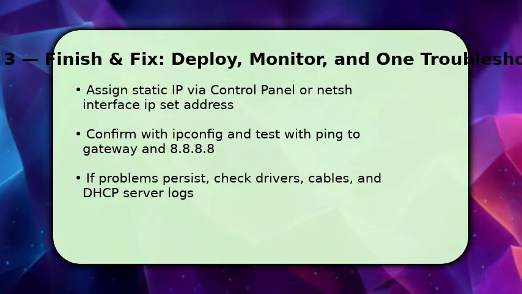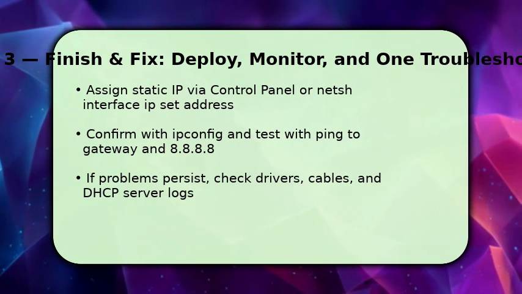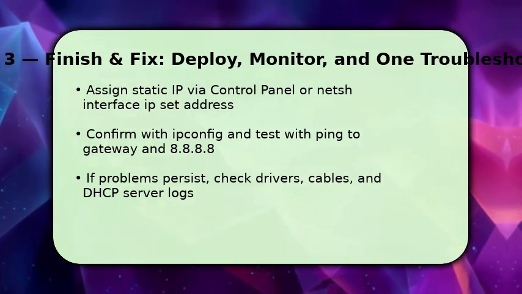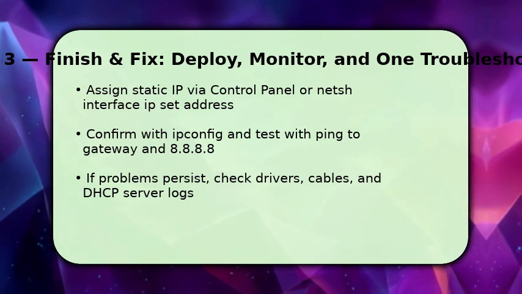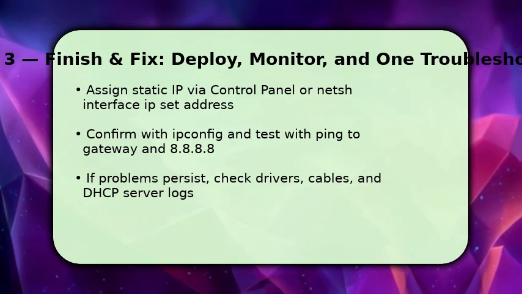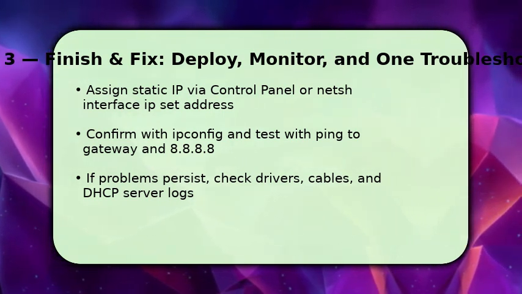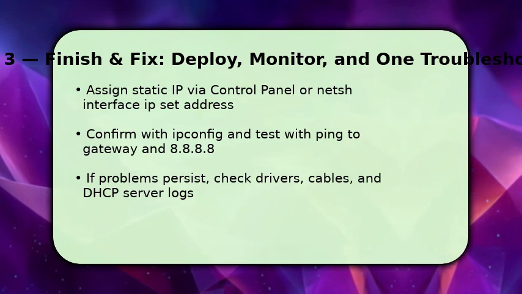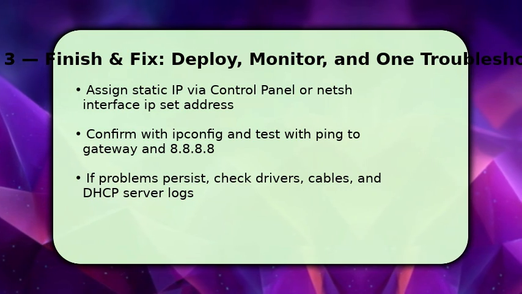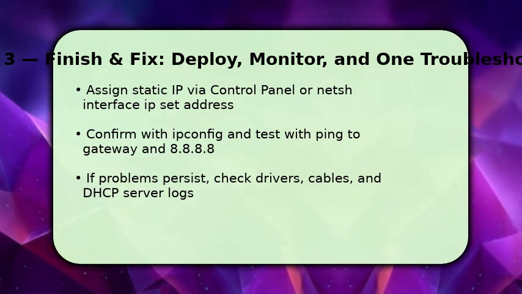Finally, decide if you need a static address or just verification. You can set a static IP using netsh interface ip set address or use the GUI, then confirm changes with ipconfig and validate connectivity by pinging the gateway and a public DNS like 8.8.8.8. If something goes wrong, one key troubleshooting tip: check network adapter drivers, physical cables, and the DHCP server logs.